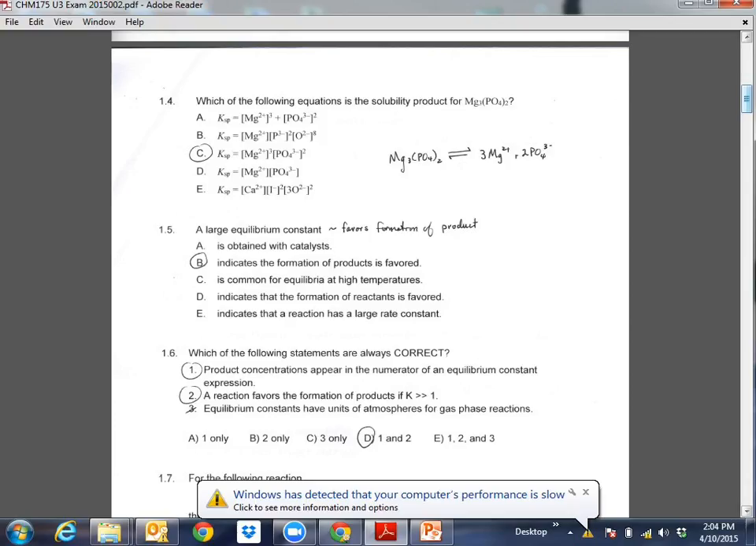Question number 6, which of these following statements is always correct? Actually 1 and 2 are always correct. It's always correct that the product concentrations will appear in the numerator, if they appear at all. And it's always correct, too, that if you have a high K, Kc or Kp, then that will favor the formation of products. So D is the best answer there. Question 7.